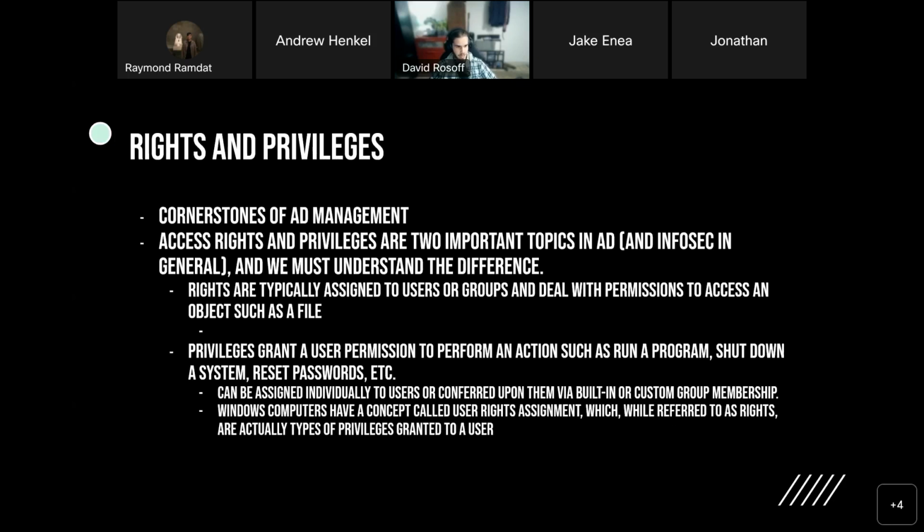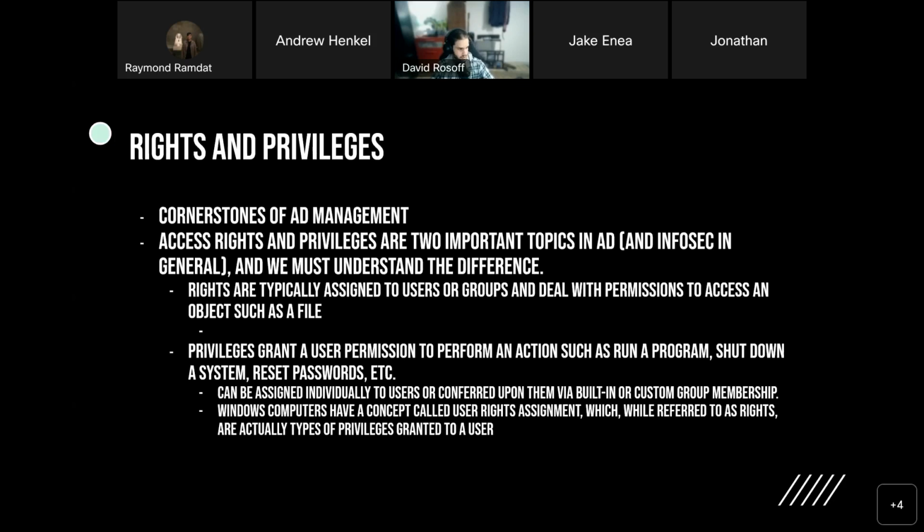And then lastly, we have rights and privileges. These are the cornerstone of Active Directory management. And in general, rights and privileges are a pretty important topic in cybersecurity as a whole. It's important to understand the difference between the two. Rights are typically assigned to a user or a group, and they deal with access. When we talk about rights, we're talking about what a person has access to. So, for example, if we give a user access to read a specific file, we are giving that user the right to read that file.